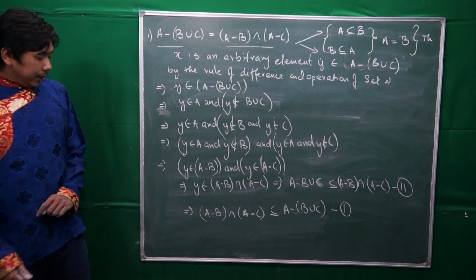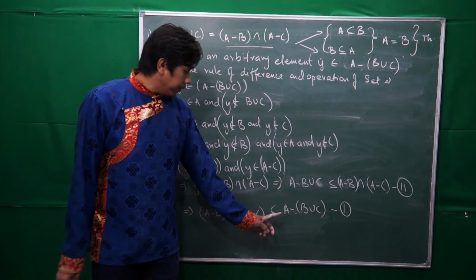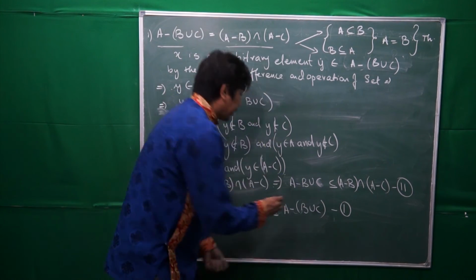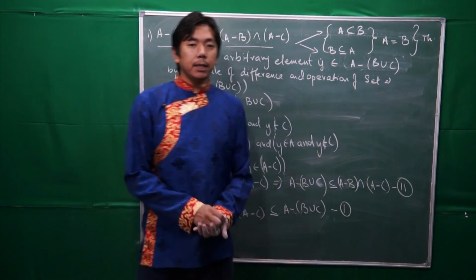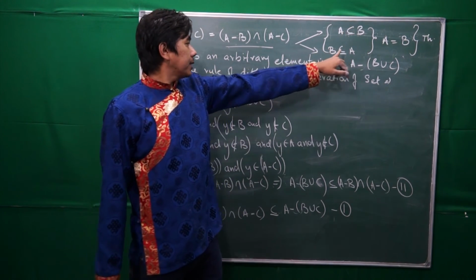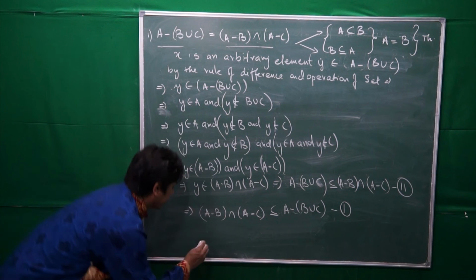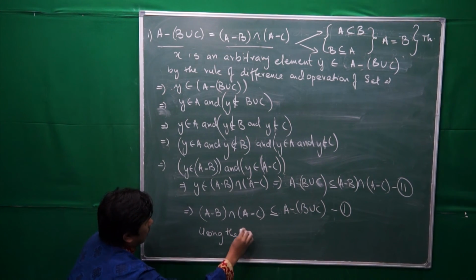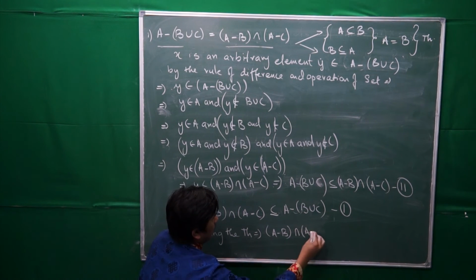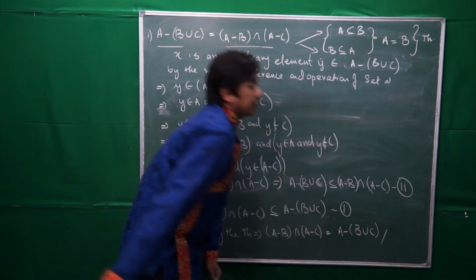Clear? Now we can see clearly that from equation number 1, what has been proved is A minus B intersection A minus C is a subset of A minus B union C. And from equation number 2, we reciprocated: A minus B union C is a subset of A minus B intersection A minus C. So these two equations are enough, and by using the theorem that states that if A is a subset of B and B is a subset of A, then sets A and B are equal, we can say that A minus B intersection A minus C equals A minus B union C.